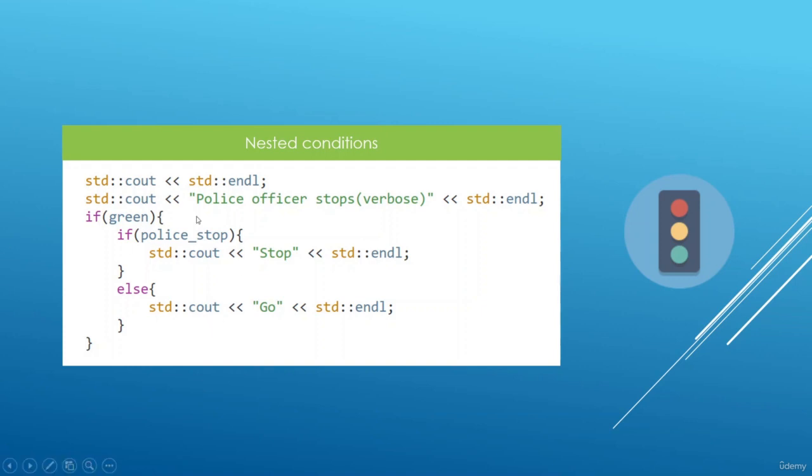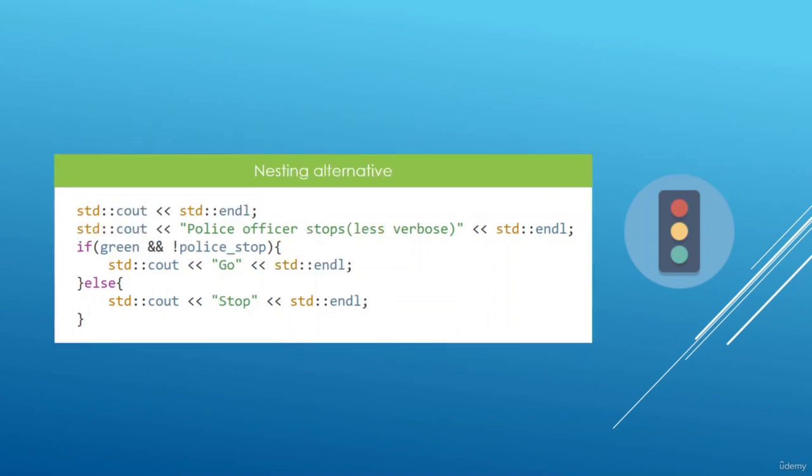In this case, if the light is green, we're going to fall in here and we're going to do another condition. So if the light is green and if the police officer has stopped you, you're going to stop. And if they haven't stopped you, you're going to go because the light is green. And you can do something like this. We can also use logical operators to achieve the same thing. We say, if the light is green and the police officer hasn't stopped you, you're going to go. Else, you're going to stop.